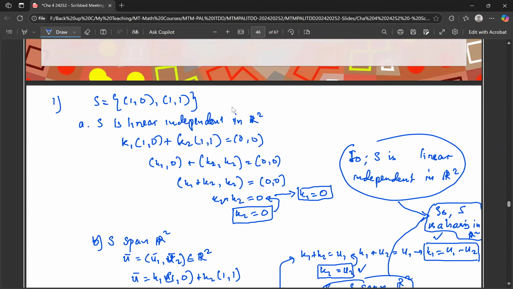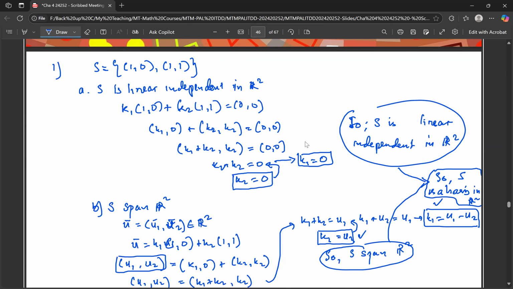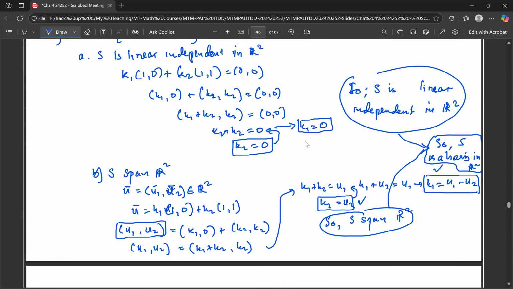So to show a set is a basis, we must do two things. We must show that the set is linearly independent. We must show that the set spans R2.